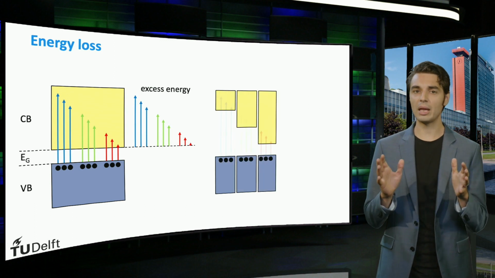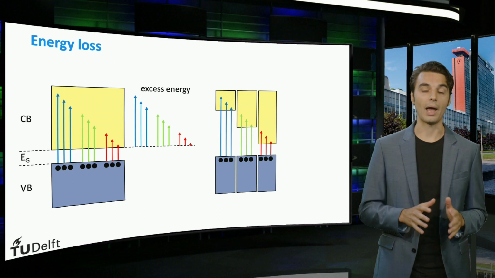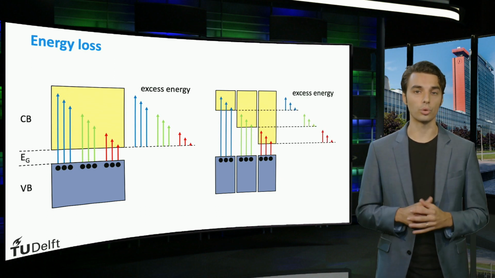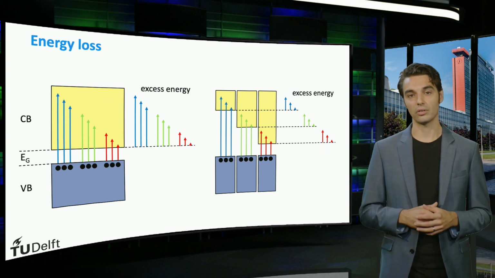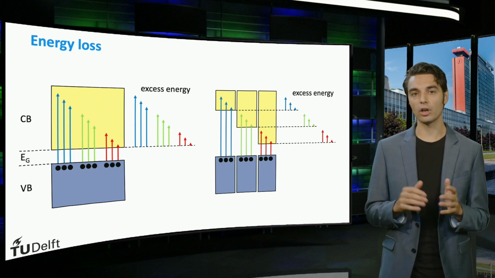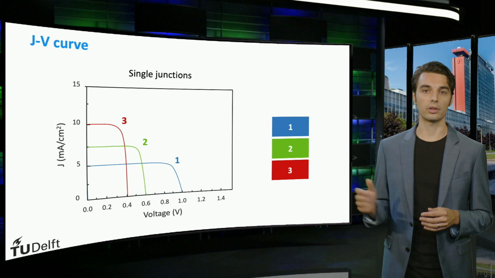Now, if we have the same incidence spectrum, but with 3 semiconductor junctions instead of 1, and with different bandgap energies, the amount of excess energy is strongly reduced. Consequently, the ultimate efficiency of the device is increased. But what does the actual performance of a multi-junction device look like? Let's look at the current voltage characteristics.